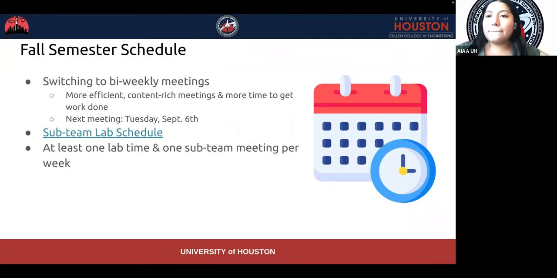Oh, and the sub-team lab schedule is attached to the link on the slide. So if you need to refer back to that, it'll be in there as well as the drive. Next slide.